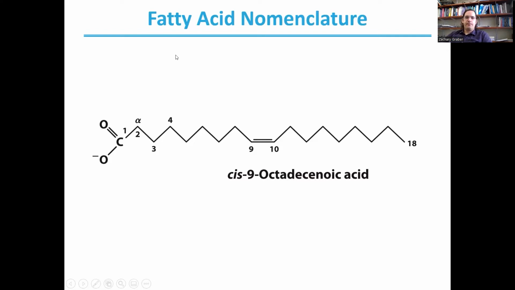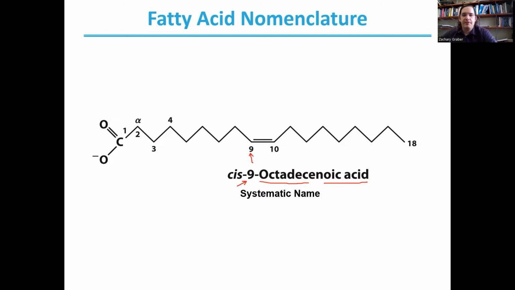cis-9-octadecanoic acid. So, of course, our number of carbons are indicated here. We have numbers indicating where functional groups are, right? So that's indicating our double bond right here. And we have, of course, an ending indicating our carboxylic acid functional group. So this is our systematic IUPAC name.